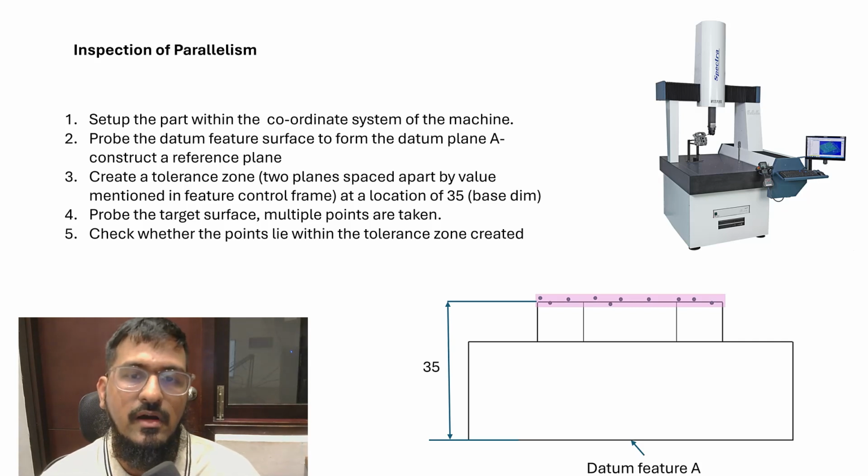Of course, there are other multiple ways of inspecting parallelism and flatness, which are using surface plates, using dial gauges. But CMM machines are the most accurate and are very commonly used for high volume production parts, especially in automotive industries for critical components. So this is the difference in inspection process between flatness and parallelism.